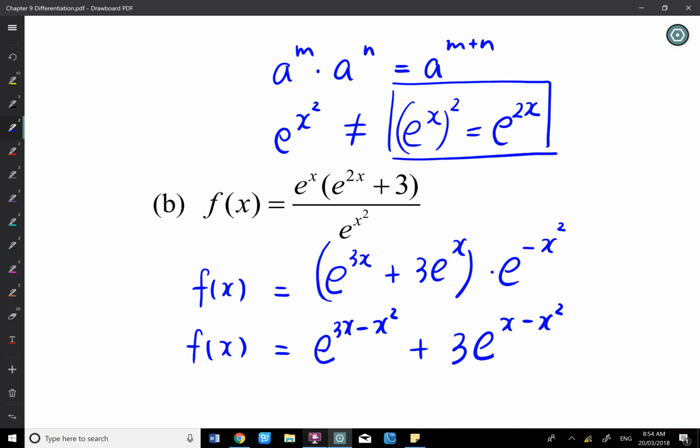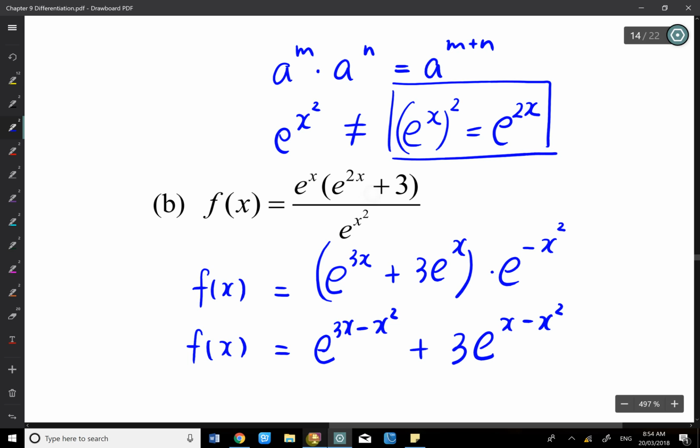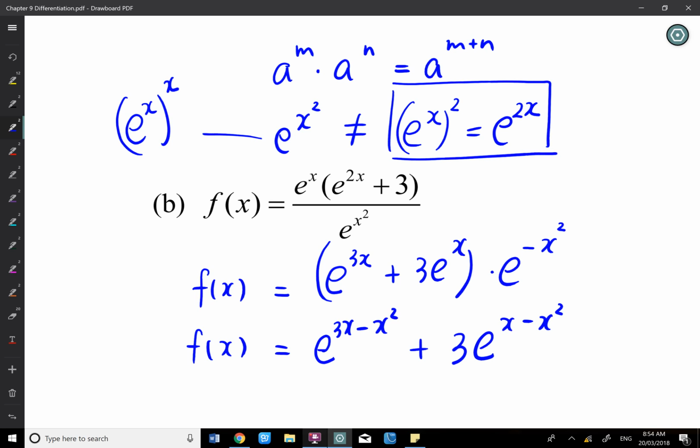Do you know what this equals to? This equals e to the power of x and then to the power of x. It's e to the power of x times x. That is e to the power of x to the power of 2. Can you see the difference?